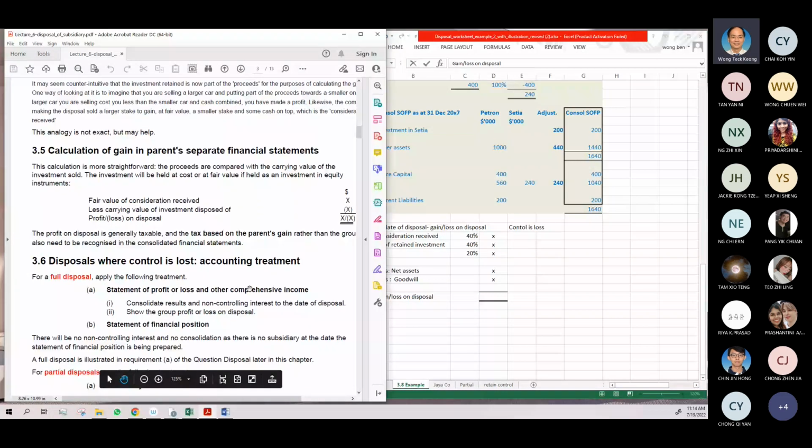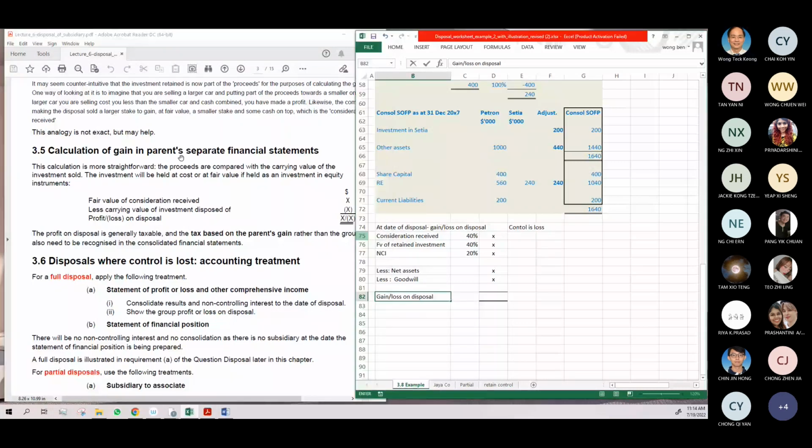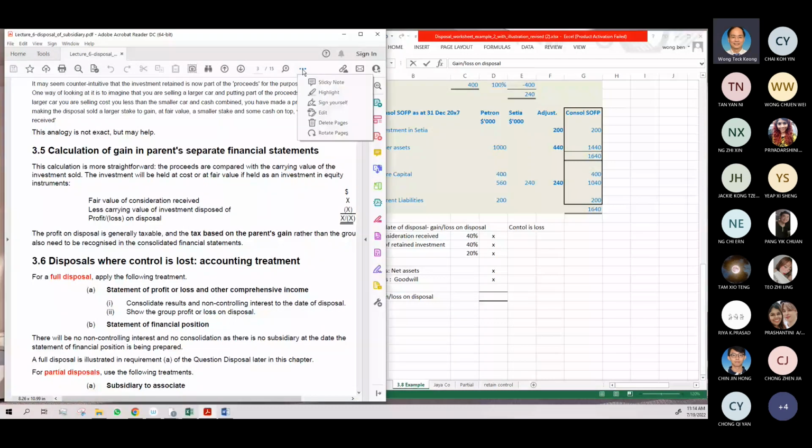So basically it's the same like here, but this is at the consolidated level, but at the parent level, okay, at the parent level, at the parent book, it's just how much money I received, consideration received, and how much is the value I bought it at. The difference equals P&L. This is at the parent book, but not at consolidated. Okay. So let's say I bought a subsidiary at 10 million, now I sell it for 12 million. So I make 2 million. As simple as that at parent level.